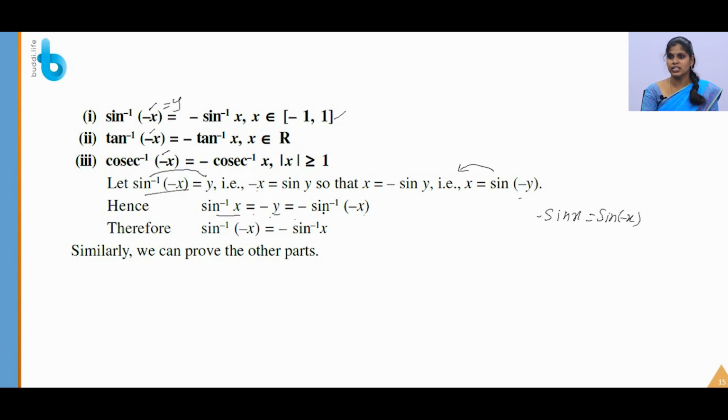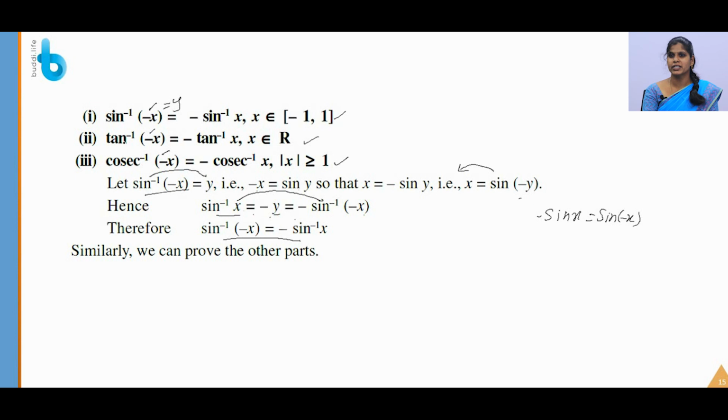Now you see, you can equate both these terms, that is sine inverse of x, these two terms you can equate. So sine inverse of x equal to minus sine inverse of minus x. You just take the minus to this side. So what happened? Sine inverse of minus x is minus sine inverse of x. Okay. Similarly, we can prove the other part. These two also we can prove similarly.